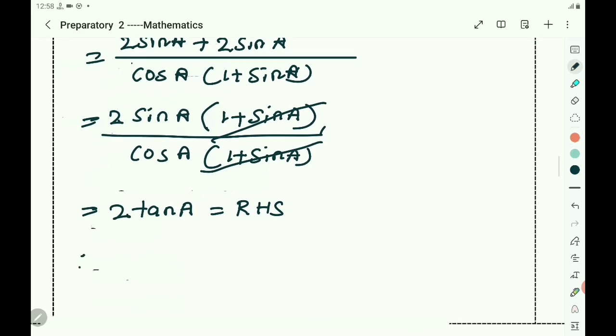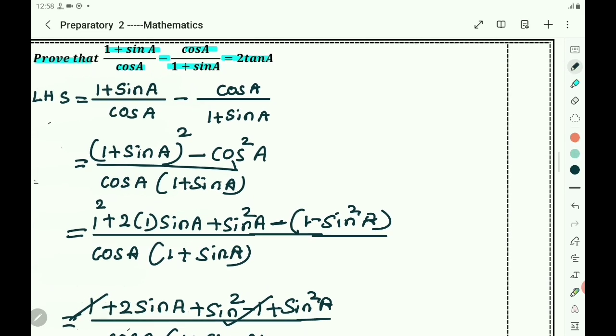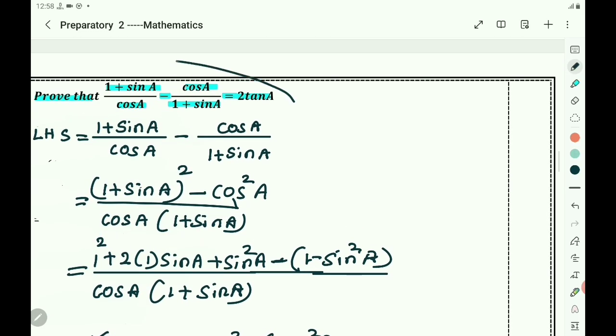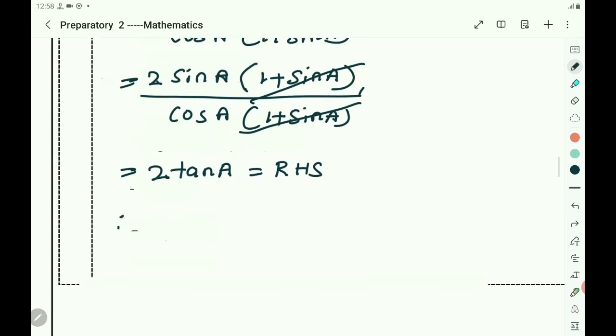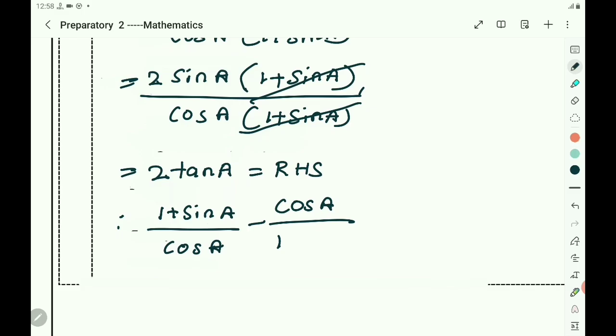Therefore you write 1 plus sin A by cos A minus cos A by 1 plus sin A equals 2 tan A.